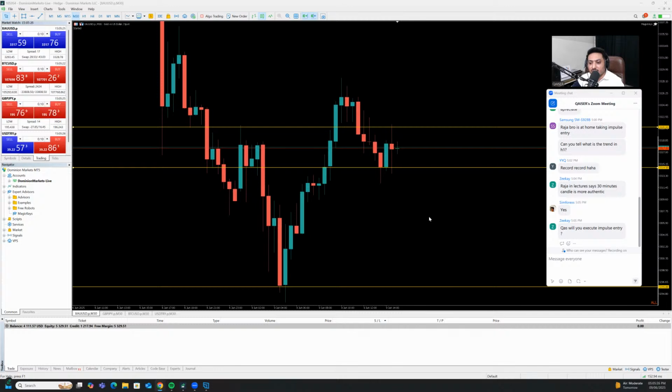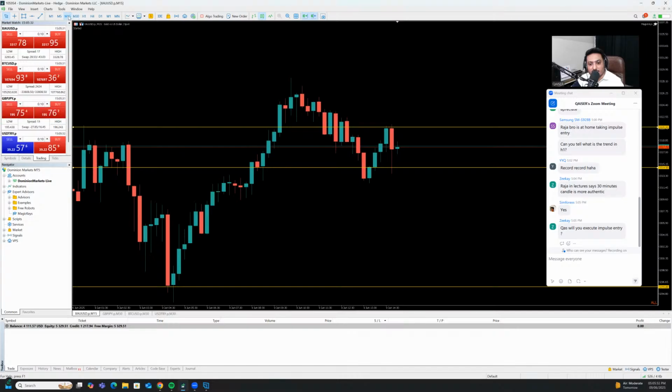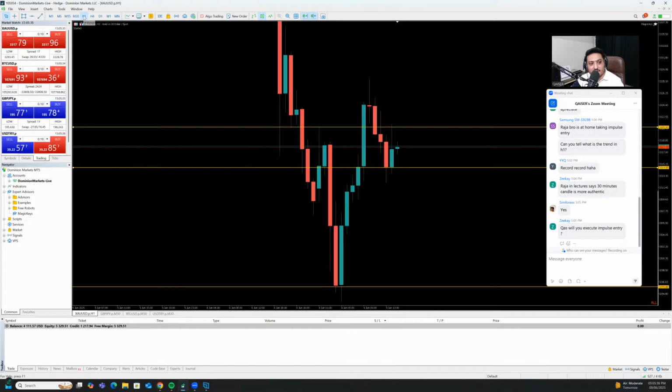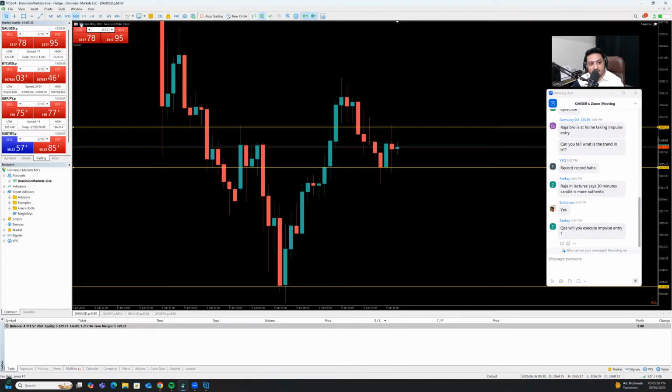Cash, will you execute the impulse entry? We'll see how this candle is right now. I can't see any kind of volume in it, so we just need to wait here. It's Monday as well, so let's just wait. I just need some kind of confirmation candle to give me some direction.